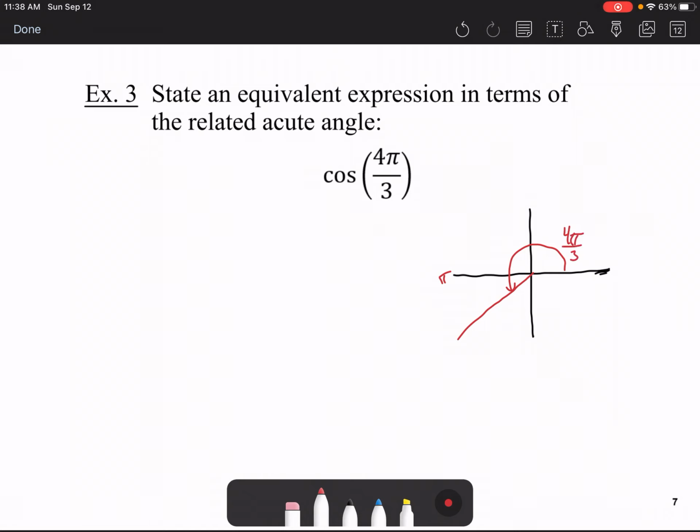Well, it also wants us to find it in terms of its related acute angle. So, a related acute angle here is pi over 3, because pi over 3 plus pi is 4 pi over 3. Okay. So according to my CAST rule, the only thing positive here in this quadrant is tangent. So, what that means is cosine of 4 pi over 3 is a negative value.